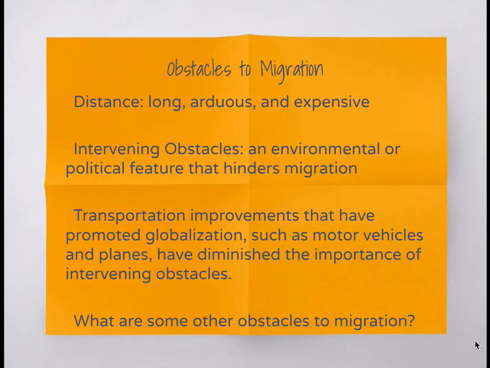All right, obstacles to migration. This is probably distance. You also could have, say, environmental obstacles like the Mediterranean Sea. There's a lot of people who drowned in that nowadays. Or political features such as Hungary building up a huge border wall because they're like, we don't want the Middle Eastern people to cross our area. Transportation has limited some of these obstacles. You can fly anywhere you want. You can get on a little jet ski and go across the ocean, and different stuff.